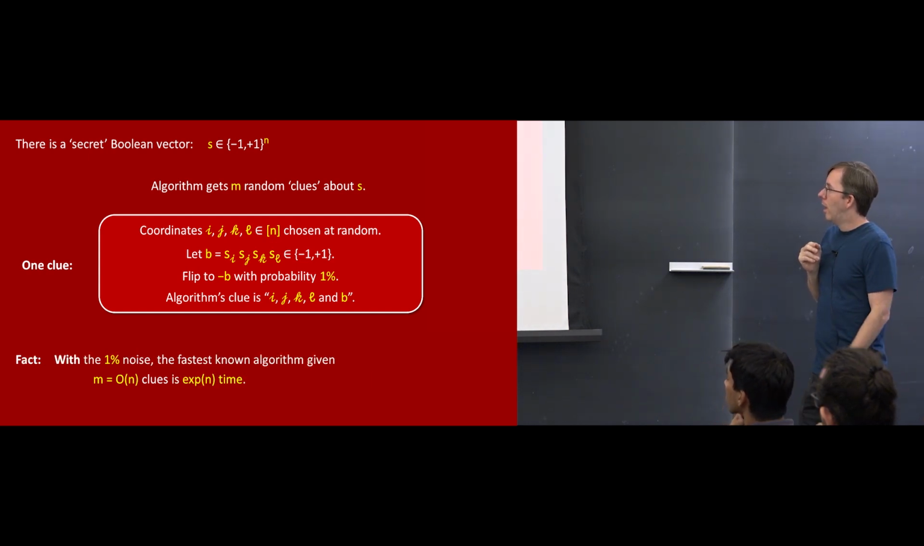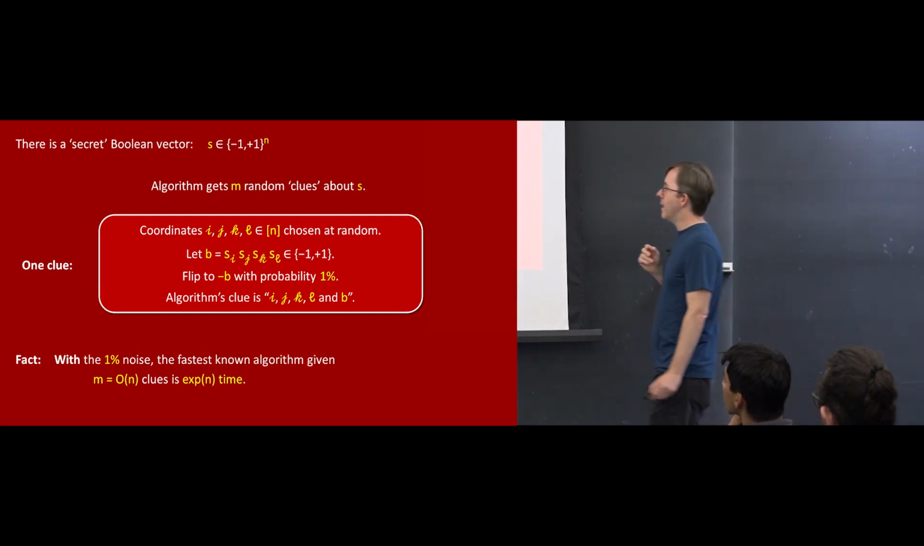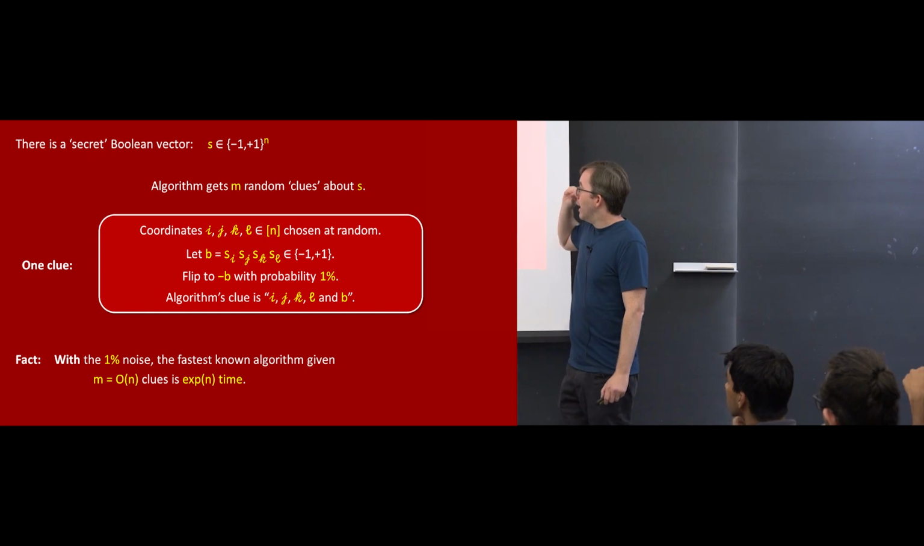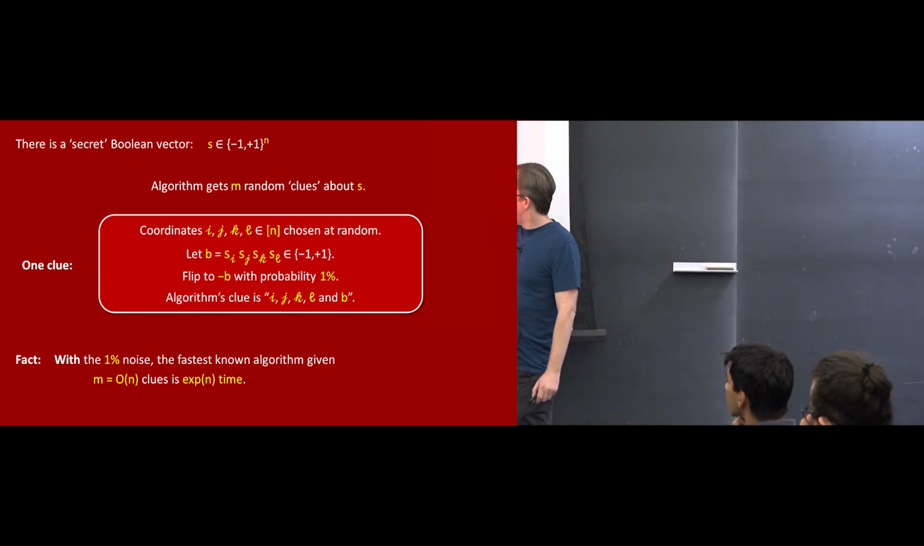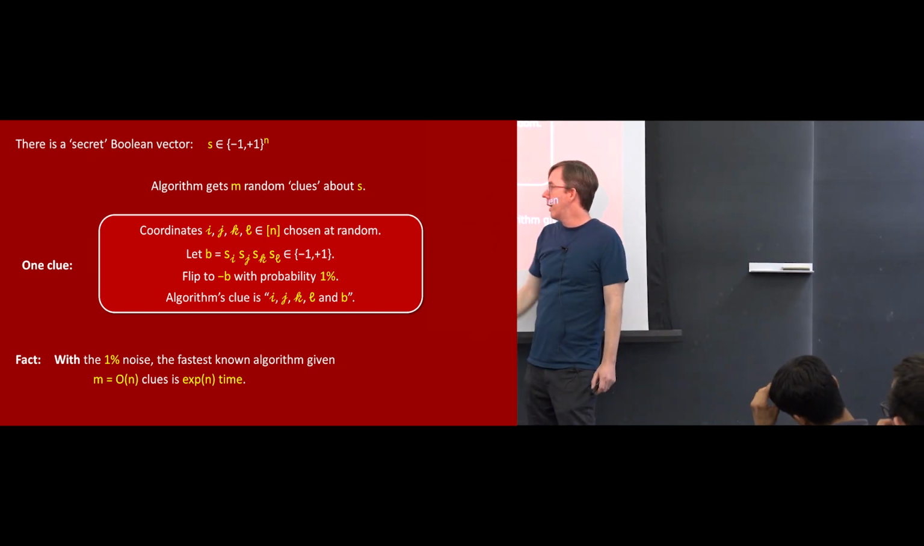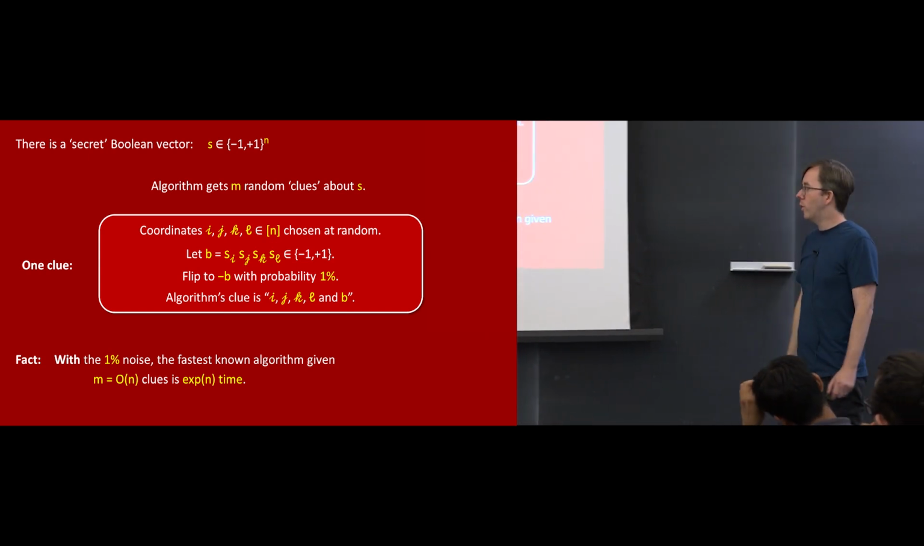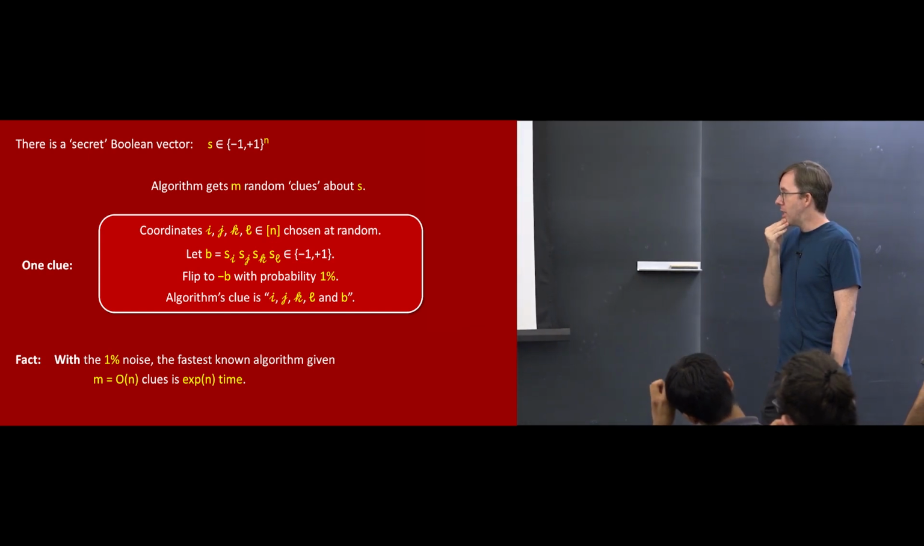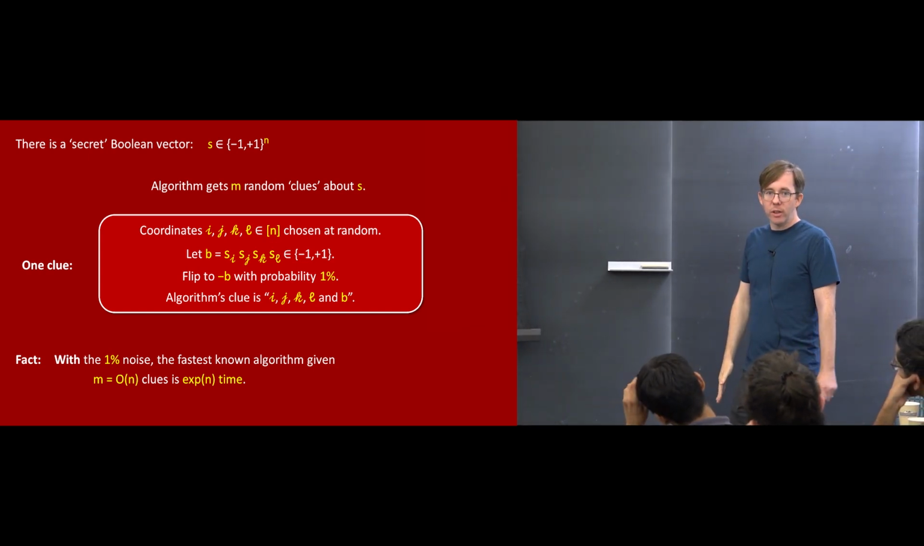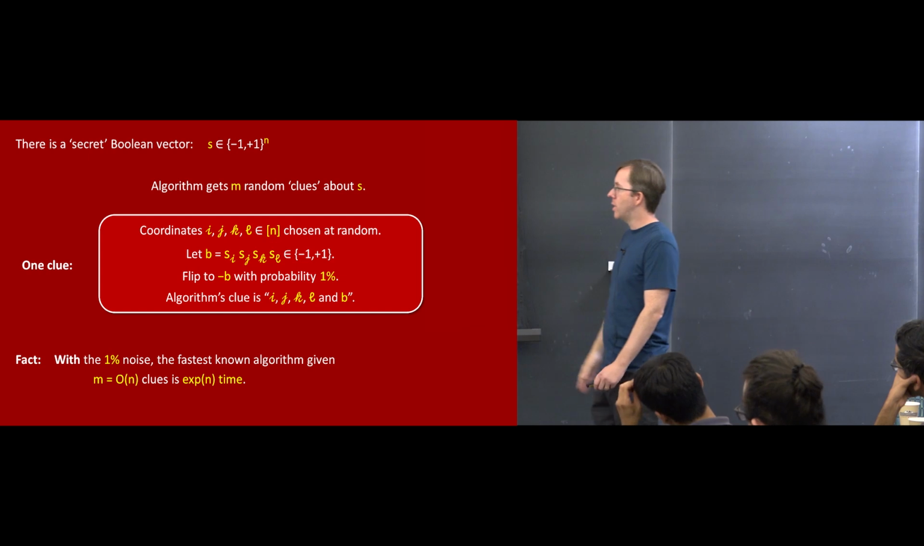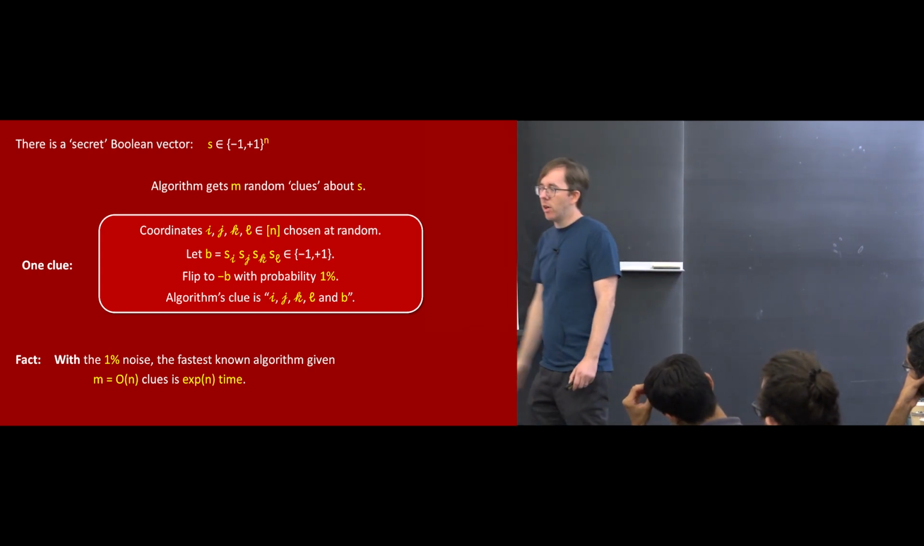Another thing I can say is, with the 1% noise, this problem can be very hard. Let's say you only get a linear number of clues, order n clues, which is enough when there's no noise. With the 1% noise, we basically do not know any non-trivial algorithm for this problem, more or less. So it seemingly takes exponential time as far as we know.